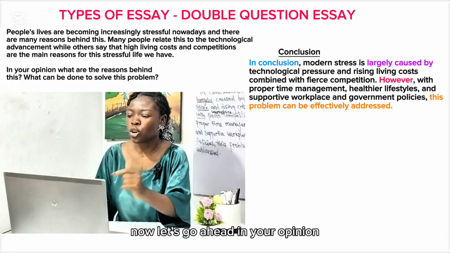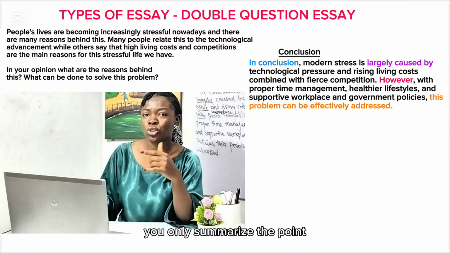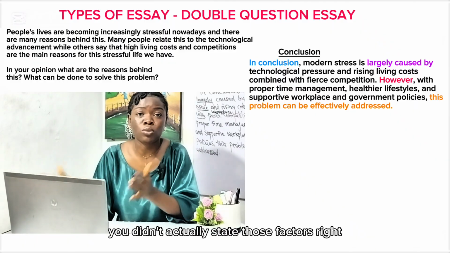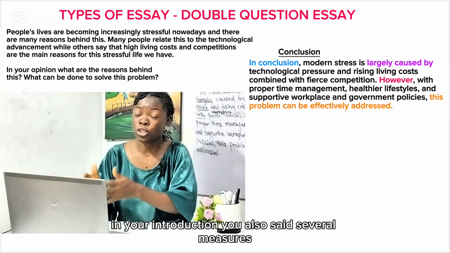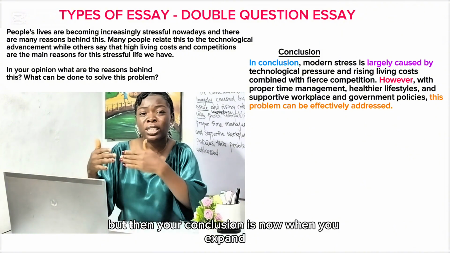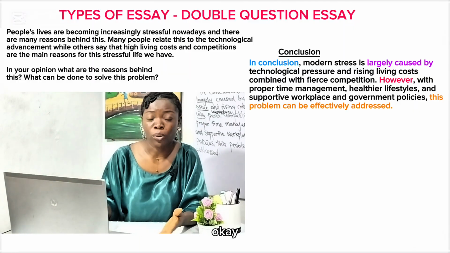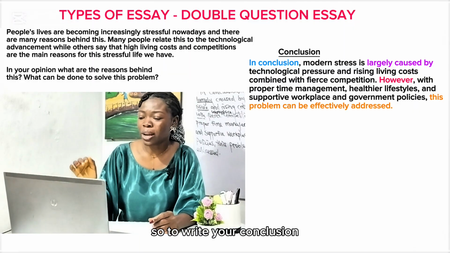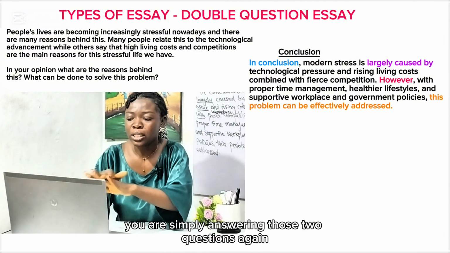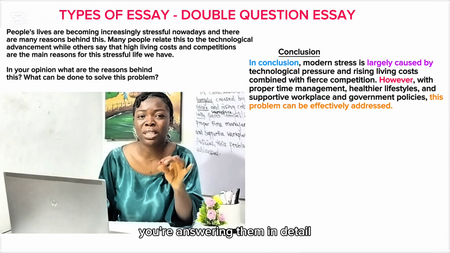Now let's go ahead. In your opinion, what are the reasons behind this? You know that in your introduction, you only summarize the point. You didn't actually expand on it. You just said "both factors." You didn't actually state those factors, right? And then in your introduction, you also said "several measures." You didn't actually state those measures. But your conclusion is when you expand, when you actually say what you meant. Okay, so to write your conclusion so that you don't have to cram it, right? You are simply answering those 2 questions again, but now you're answering them in detail.